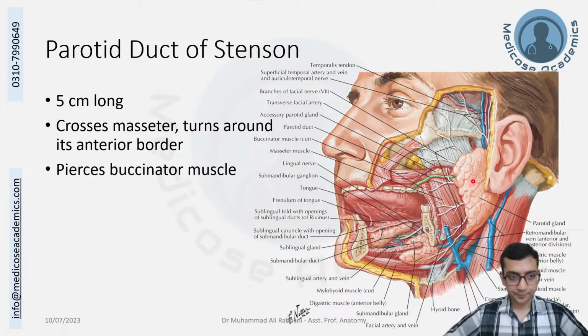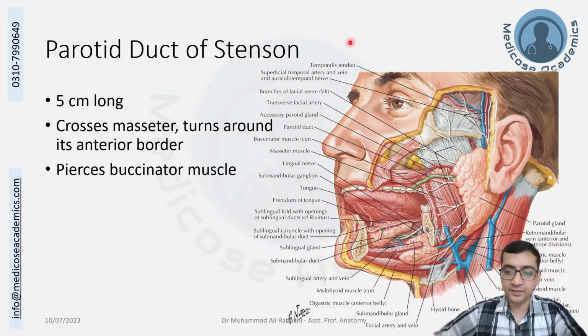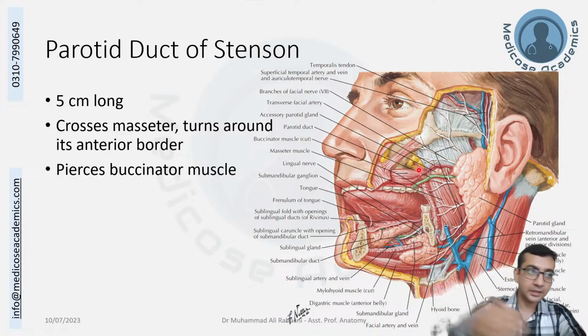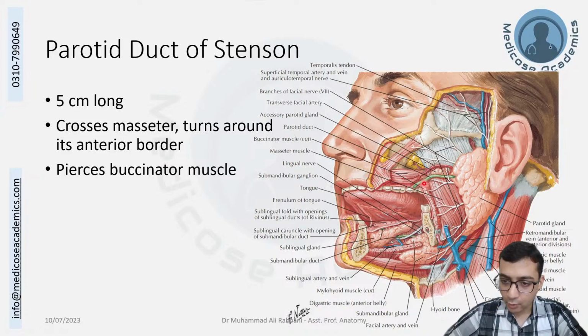The parotid duct of Stensen emerges near the anterior border of the parotid gland, from the intermedial surface. It crosses the surface of the masseter muscle. Then, as it comes to the anterior margin of the masseter muscle, it turns inside and pierces the buccinator muscle, the cheek muscle.